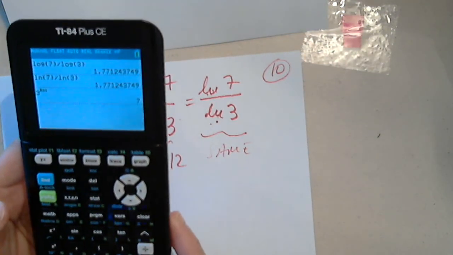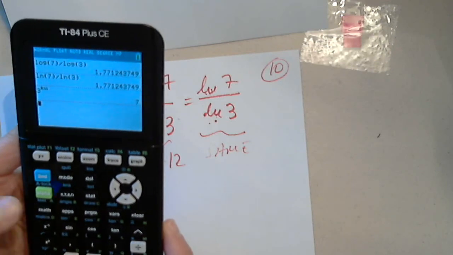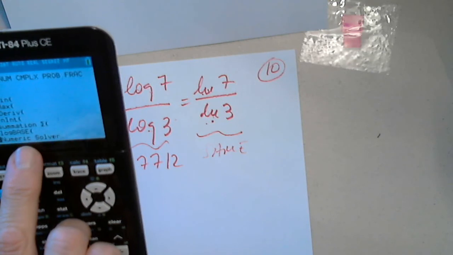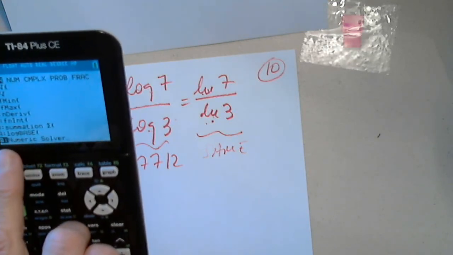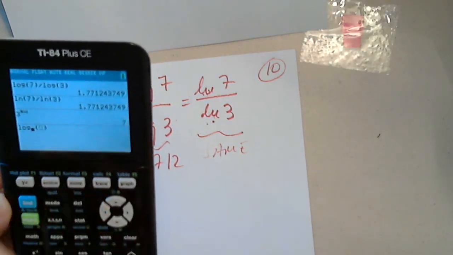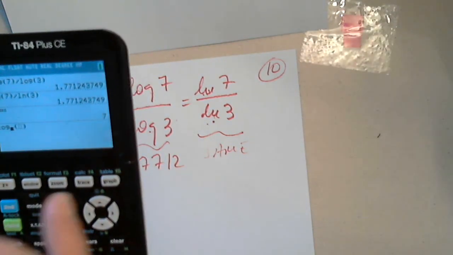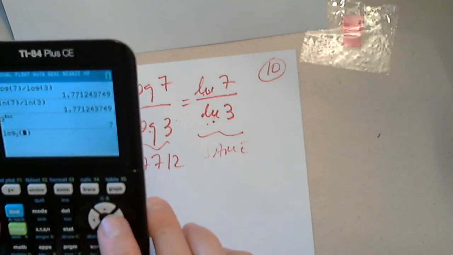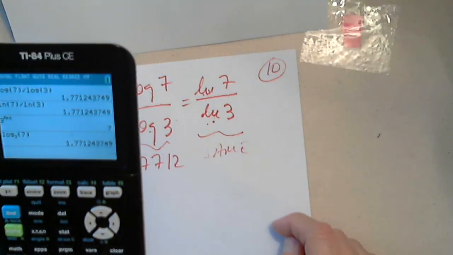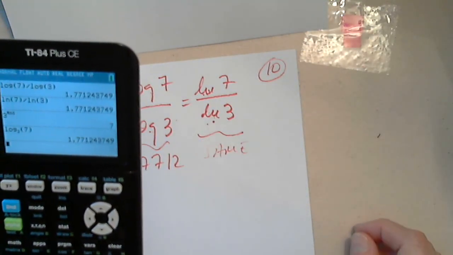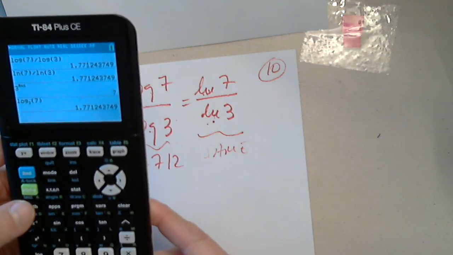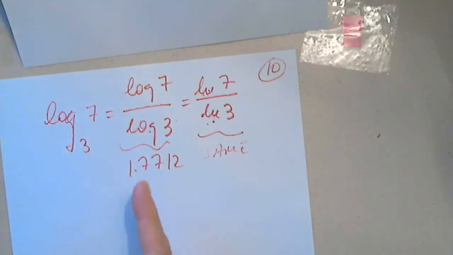But this sophisticated calculator has the option that if you click on math and scroll up to log base, choose A. As you see, it pops up. It allows you to put the base you want, and then 7. And when you press enter, you have to get the same number, 1.7712 and so on. Don't worry. If you don't have this in math, it's okay. You can always use the formula.